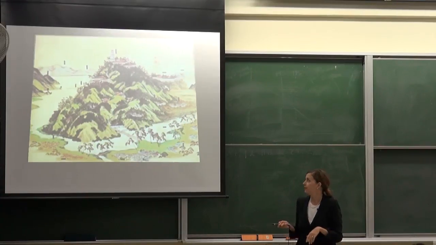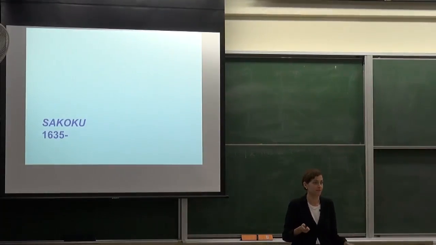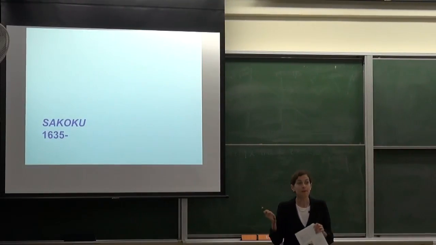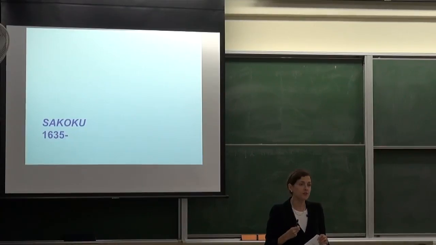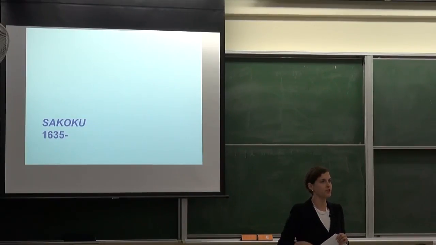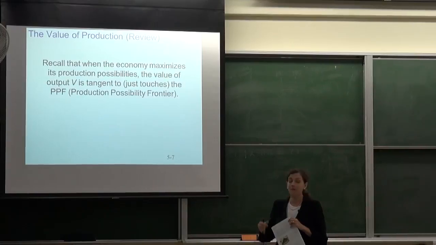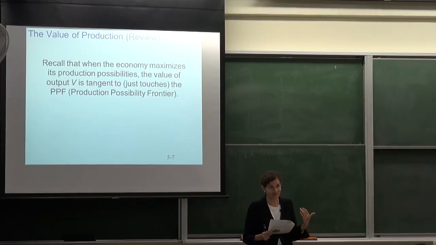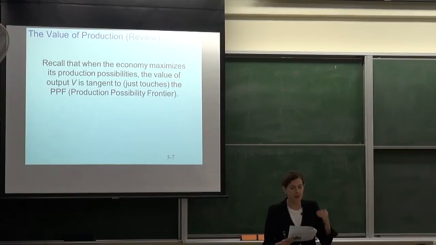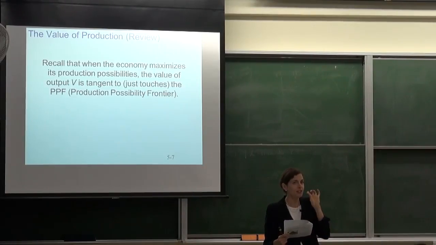All right, so let's go back to the period of Sakoku, 1635, and think about Japan. But as I said, the really great thing for researchers is Japan was an autarky, completely closed to trade, but it had a very vibrant, well-developed market economy. What does a market economy do? A market economy maximizes the value of its production. So our market economy maximizes the value of its production when it produces on its production possibility frontier at the point that just barely touches, and that means is just tangent to, the highest possible iso-value line.